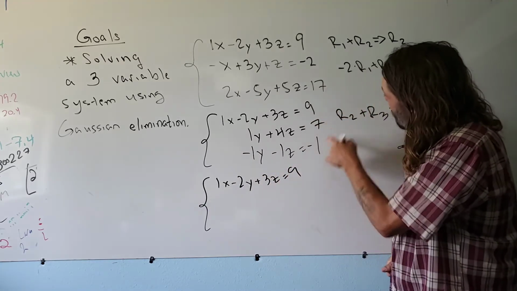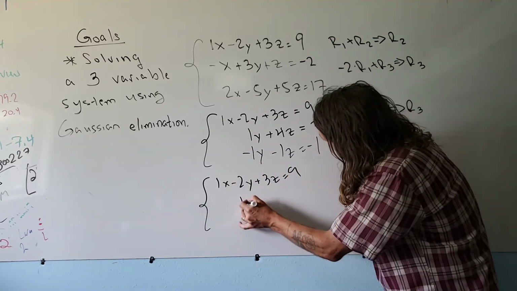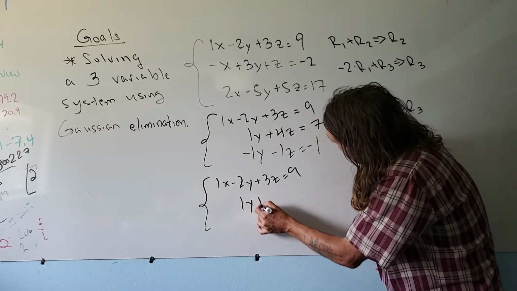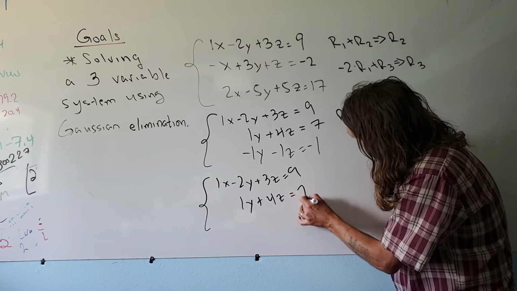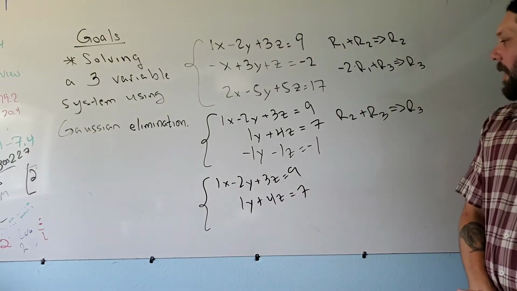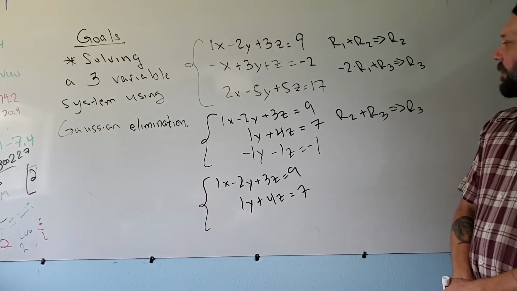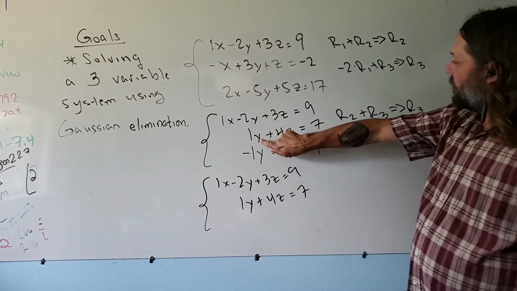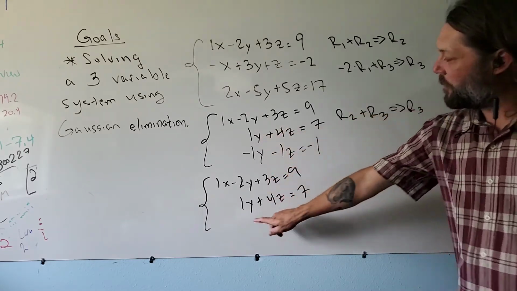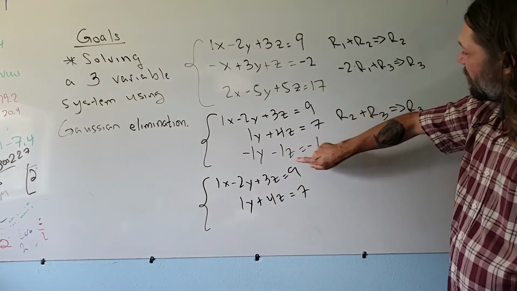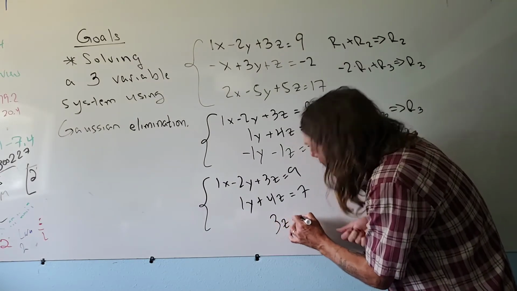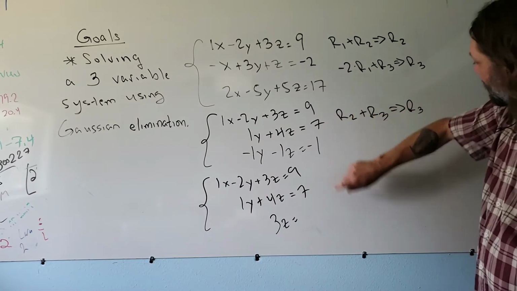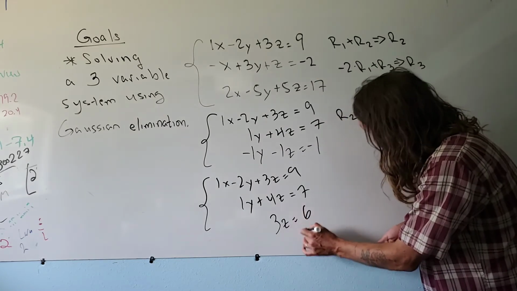Row 1 didn't change. I like row 2. That's good. It's got 2 variables in it. 1y plus 4z, and that's equal to 7. Alright. And let's see here. So let's do this. Row 2 and row 3 together. Row 2, so 1y minus 1y, there's no y's. 4z minus 1z, that's 3z. And 7 minus 1, that's 6.